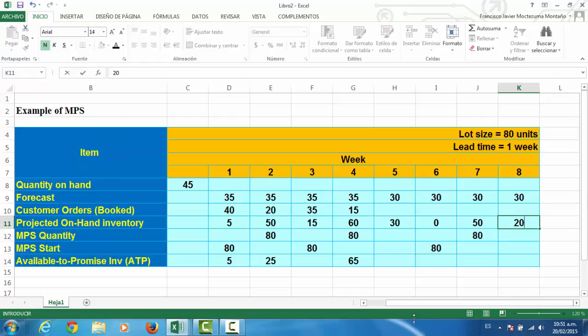Okay, here we have the MPS table for this situation.